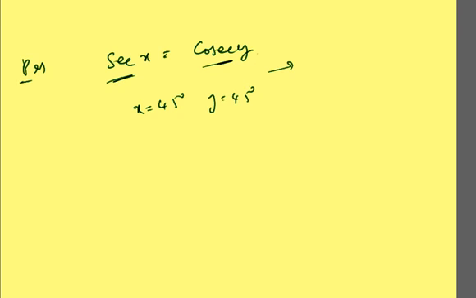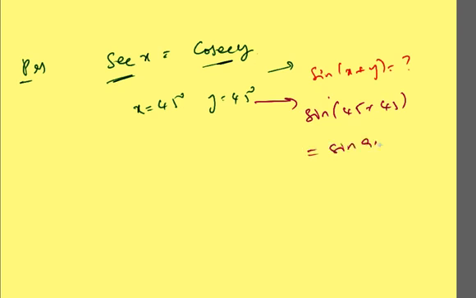If secant x is equal to cosecant y, then what is sin(x plus y)? This is how the question is asked. So we can clearly answer this question. We know that x is 45 and y is 45, so the answer will be sin(45 plus 45). Substituting, it becomes sin 90. What is sin 90, friend? This is 1. So the answer is 1.